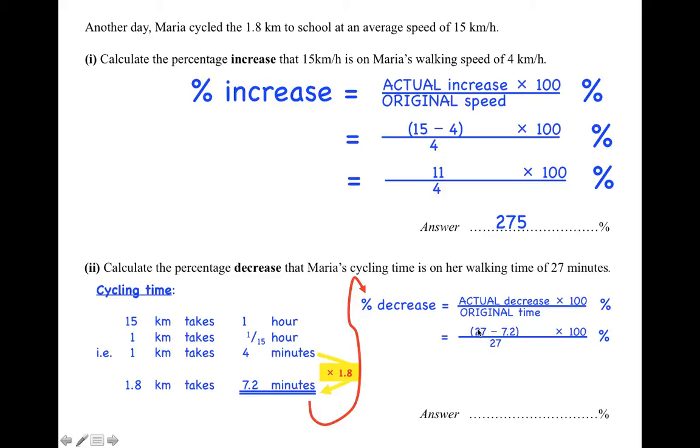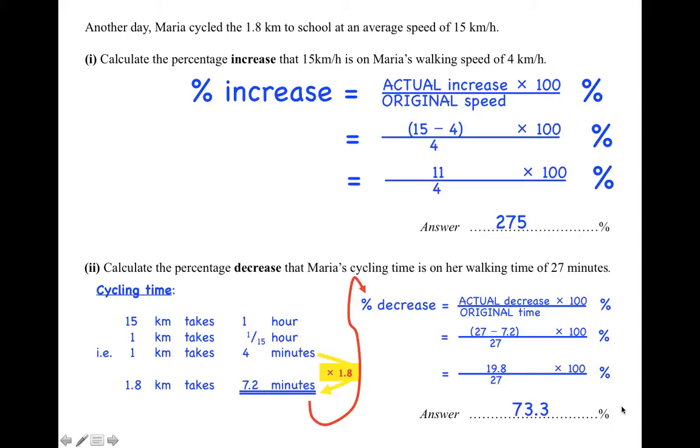So 27 minus 7.2 times 100 divided by her original walking time that we are comparing it to of 27 minutes. So when you work that out, that's 19.8 times 100 over 27. 19.8 because her cycling time is 19.8 minutes less, over 27 because we are comparing it to her original walking time of 27 minutes, and then times 100 on the top to get the thing in percent.